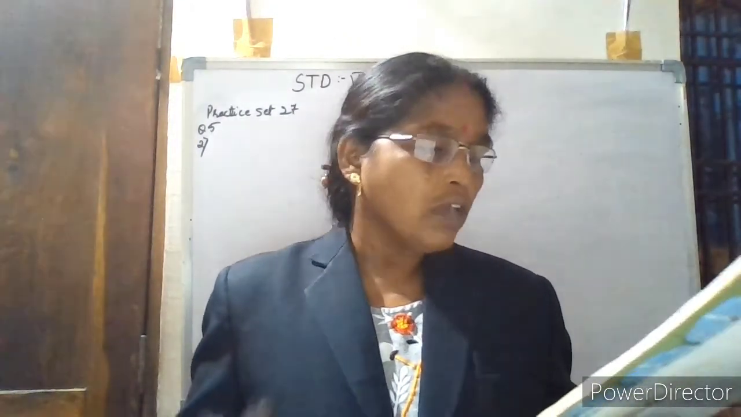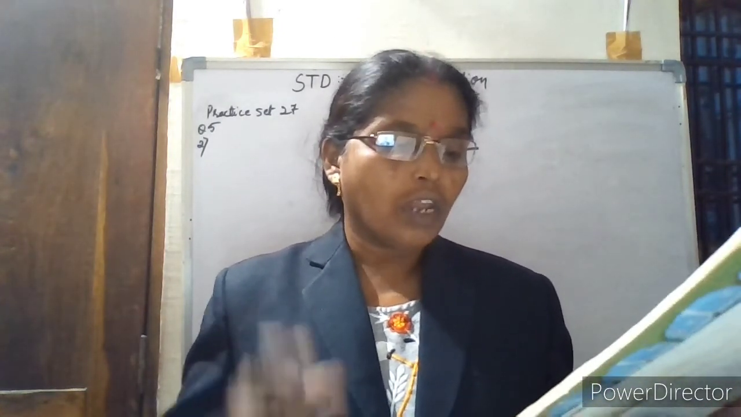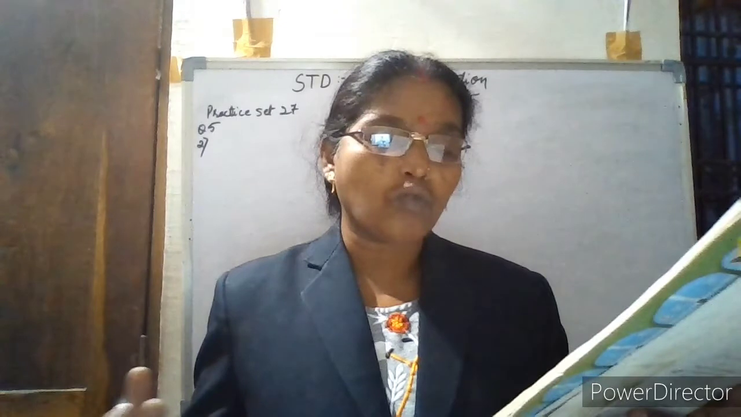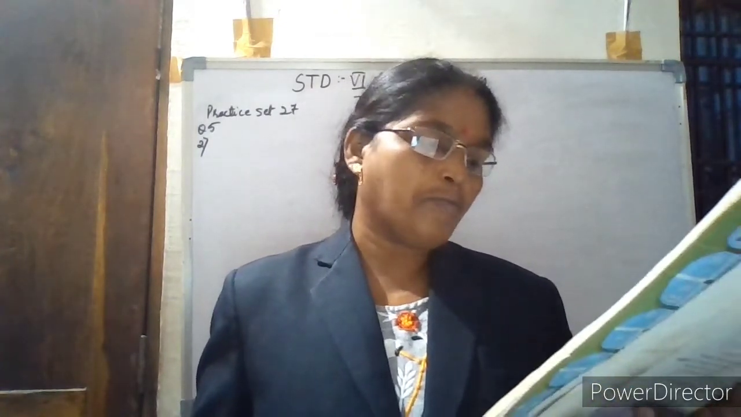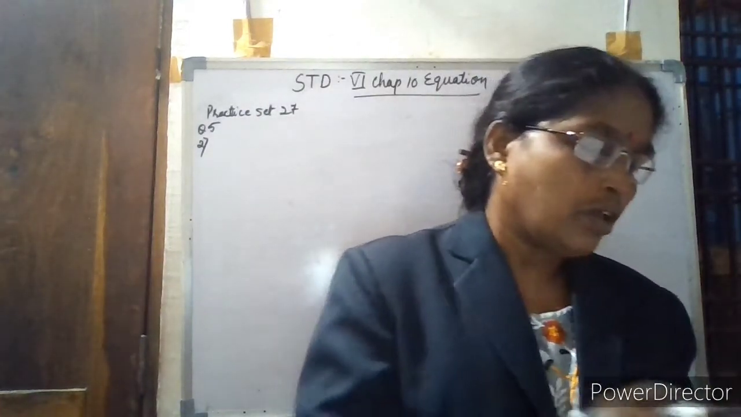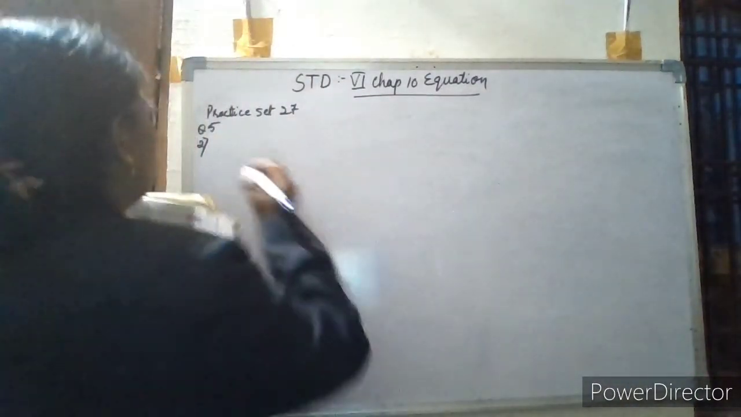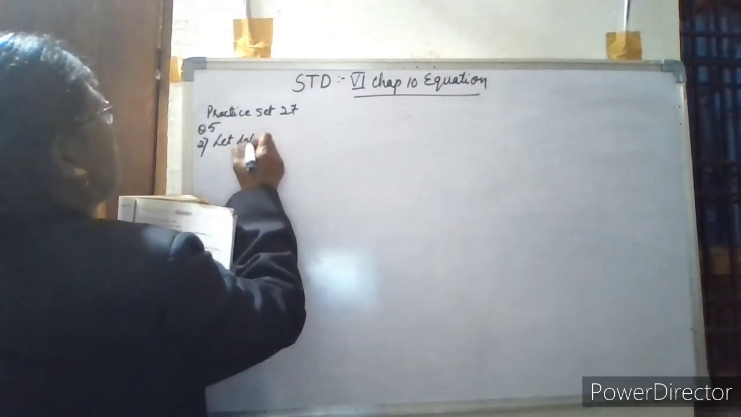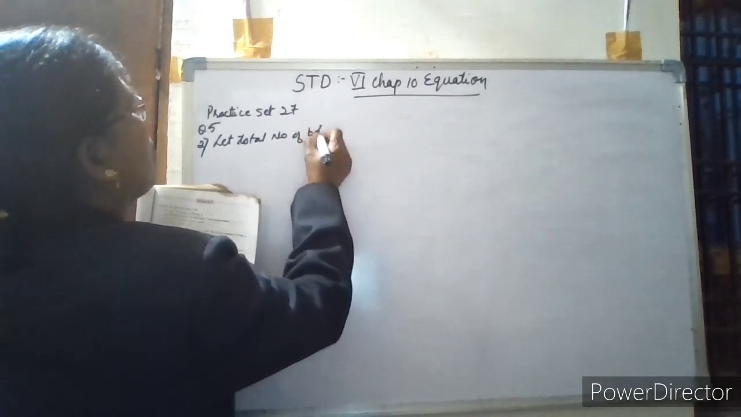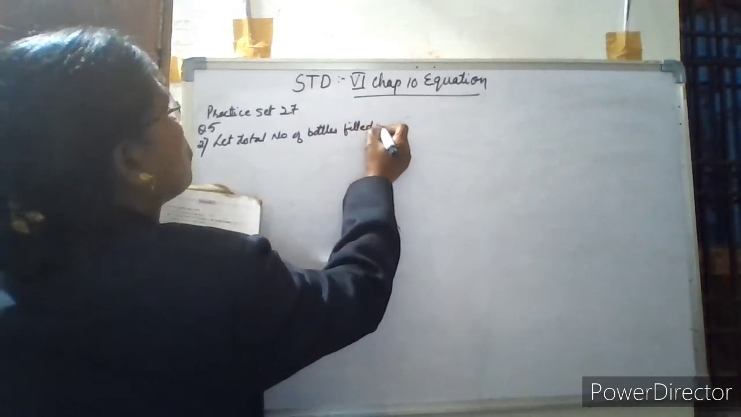Plus, if she filled 250 grams of jam in each bottle, in one bottle 250 grams of jam is filled, then what was the total weight of the jam she made? So let us take the number of bottles she made. Let the total number of bottles filled with jam be X.